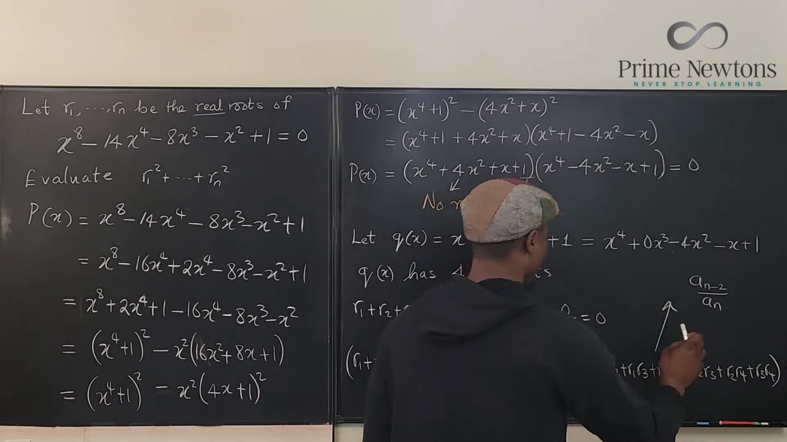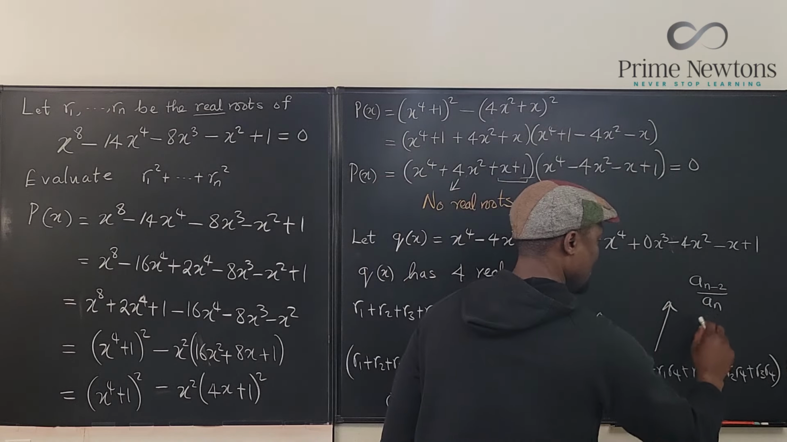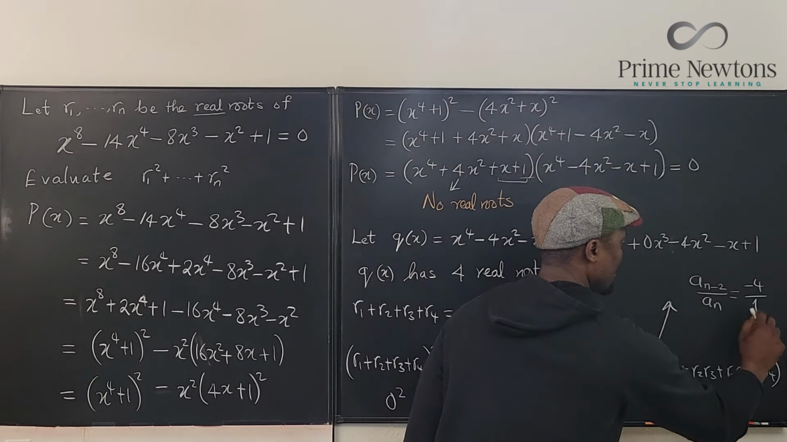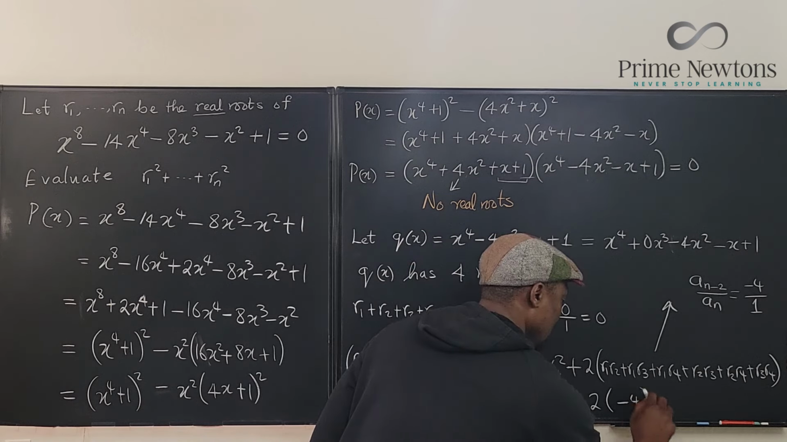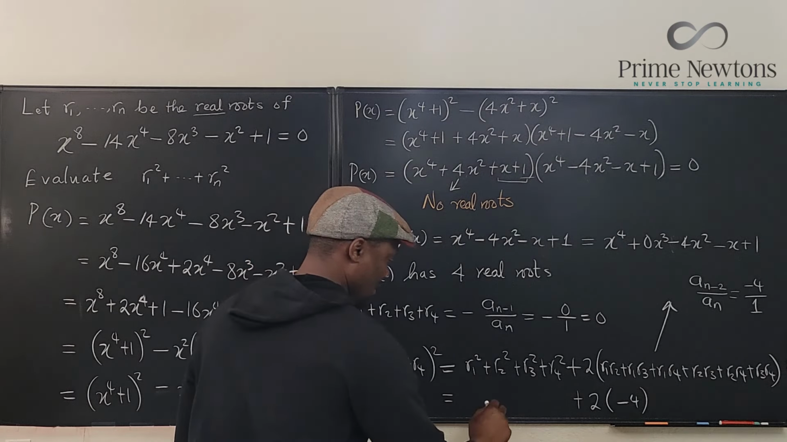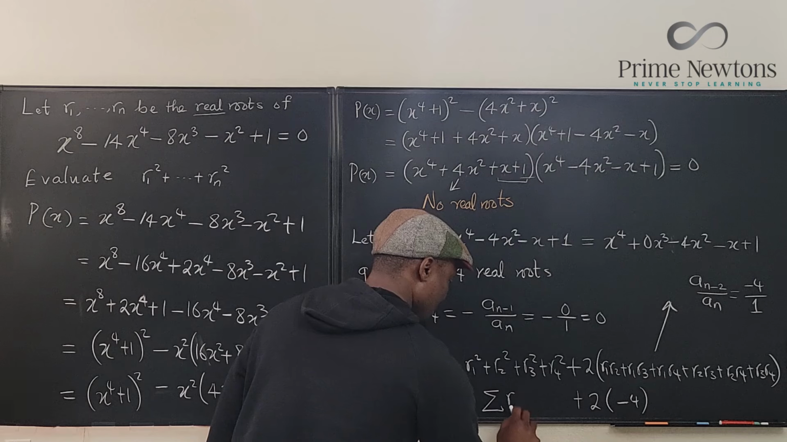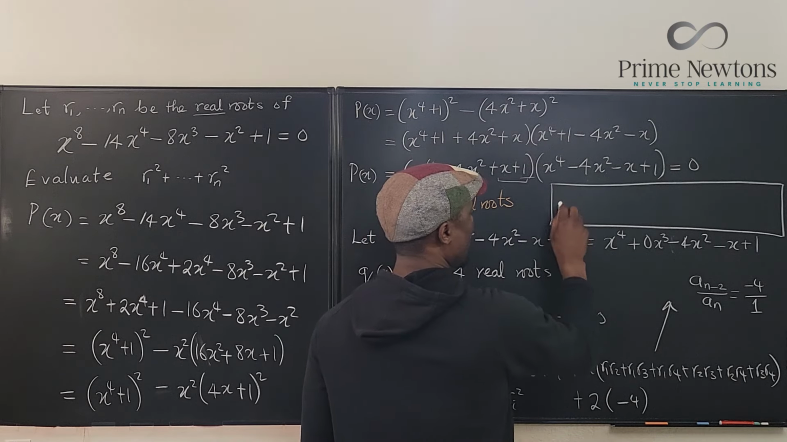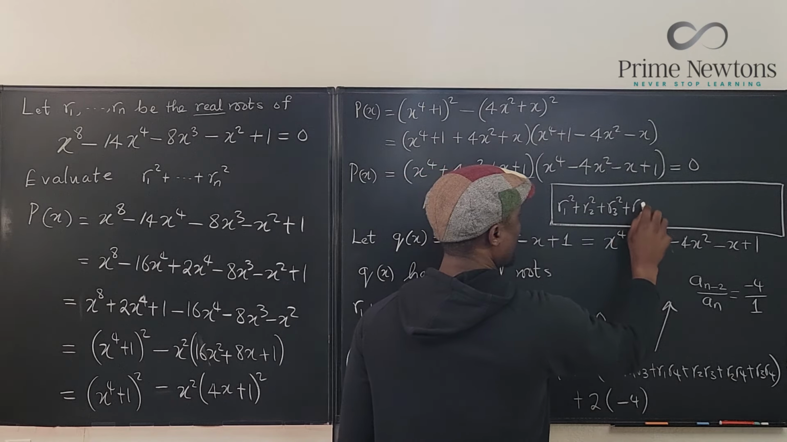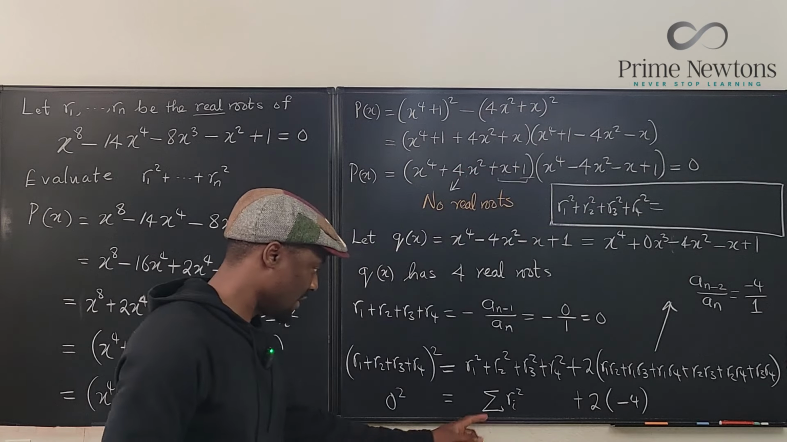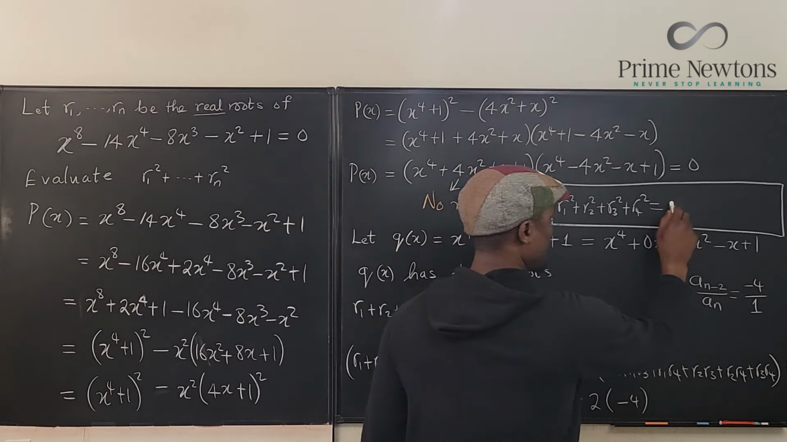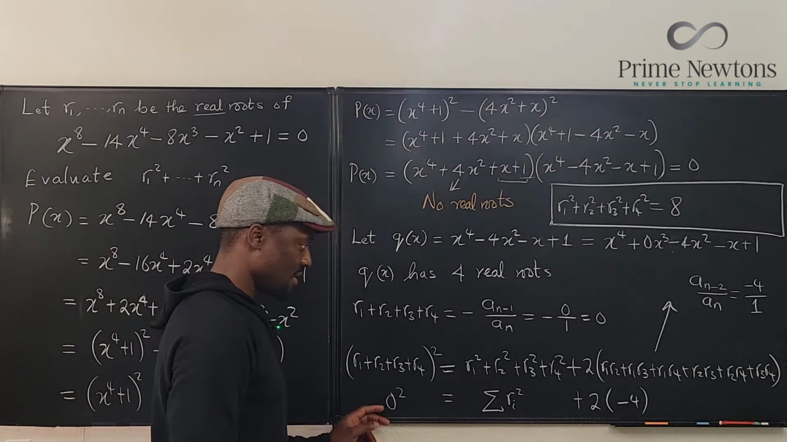Okay, so here what do we have? This is the term, negative 4. So this is going to be equal to minus 4 over 1, which is minus 4. Okay, so we have 0 squared equals something times minus 4. Let's write it as the sum. We know that r1 squared plus r2 squared plus r3 squared plus r4 squared is equal to, because if this sum of all the squares is added to a negative 8, this is going to be just 8 when you move it over here. Yes, that's the answer.